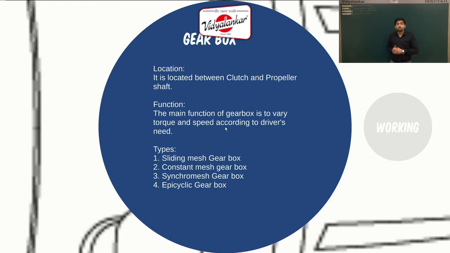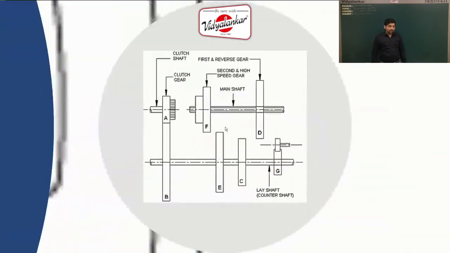There are four types of gearbox: sliding mesh, constant mesh, synchro mesh and epicyclic gearbox. We have taken the example of the simplest, that is the sliding mesh gearbox. Now here you can see there are three shafts. First is an input shaft, that is the shaft coming from the clutch. Next is a lay shaft and third is the output shaft, also called the main shaft, which is connected to the propeller shaft.